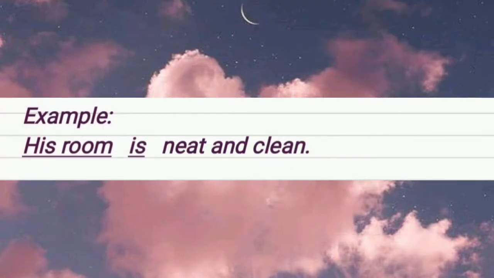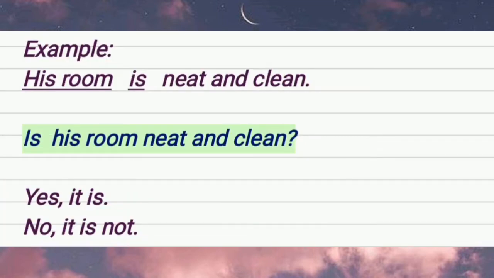Let's take an example. His room is neat and clean. The verb here is is, and the subject is his room. Now I have to invert the subject and the verb to be. So the yes or no question will be as the following. Is his room neat and clean? The answers are either yes, it is, or no, it is not.